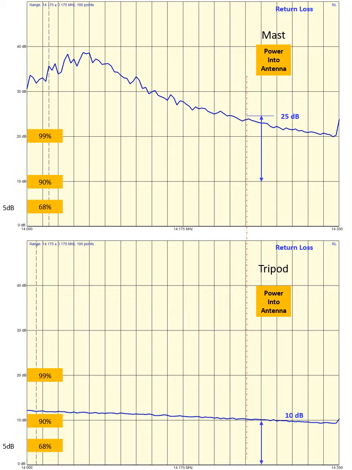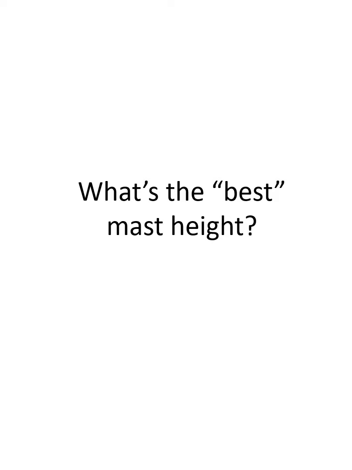So then you have to wonder, what is the best height to have that? Because we only took the readings at two heights, the tripod and the mast. Got ahead of myself again. What's the best mast height? I probably could take that slide out.